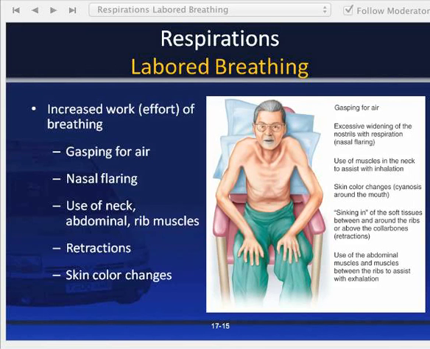Normal breathing is relaxed and effortless. Labored breathing is an increase in the work or effort of breathing. If the patient is having difficulty breathing, he is usually irritable, anxious, or restless. He may be gasping for air, with excessive widening of the nostrils with respirations. This is referred to as nasal flaring. Use of muscles in the neck to assist with inhalation. These muscles are the sternocleidomastoid muscles. You'll notice utilization of those muscles as well as abdominal and intercostal muscles. Sinking in of the soft tissue between and around the ribs or above the collarbones, known as retractions, and skin color changes.